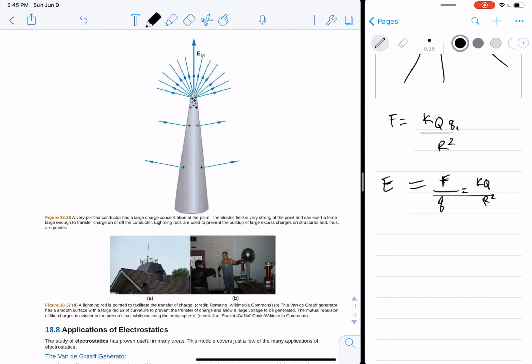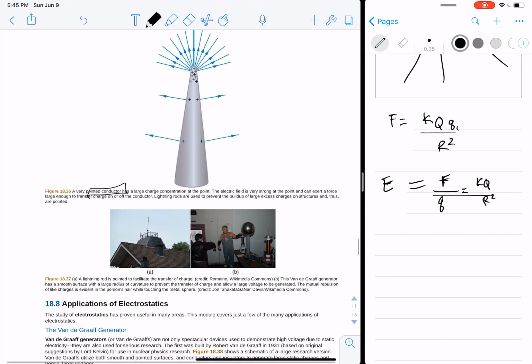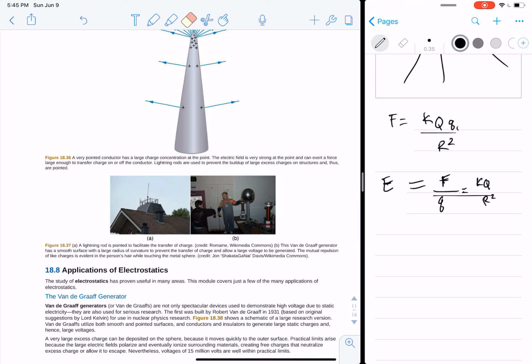Okay, and then this is a pointed conductor, and with the pointed conductor you get a very strong field at the tip. So these devices you can use to charge stuff up or to take charge off. And then they have an example of a lightning rod on top of a church or a house, so that if lightning strikes, it finds that path first rather than the wood that would burn.